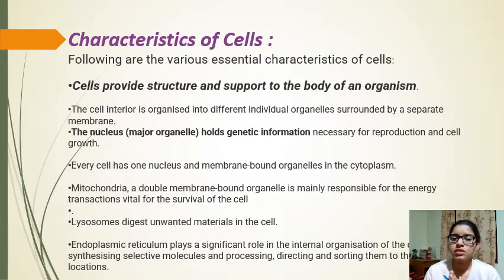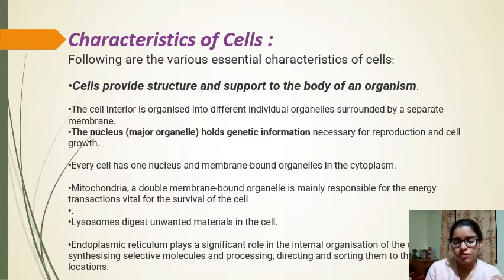Now, if we talk about the characteristics of the cell, what are the various characteristics? First of all, a major characteristic is that the cell provides structural support to the body of an organism. The cell interior is organized into individual organelles, each surrounded by a membrane. A cell consists of various organelles like nucleus, mitochondria, chloroplast, lysosome, endoplasmic reticulum. They perform specific functions. That's why they are there in a cell.